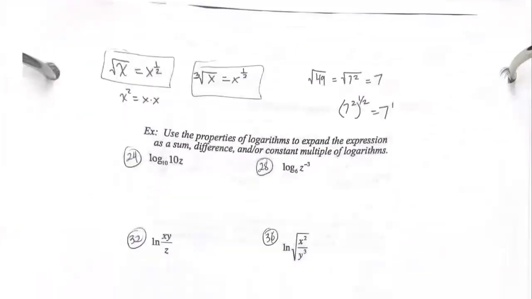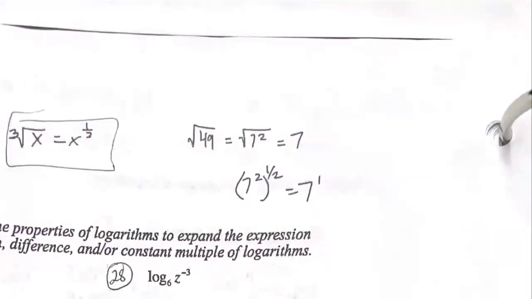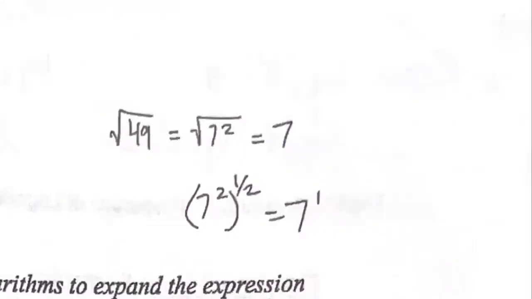All right. The next page. So you guys need to know also how to rewrite radicals. So the square root of x can be written as x to the 1/2. The square root of x squared is x times x. The cube root of x is x to the power of 1/3. 49 can be written as 7 squared. When you take the square root of a square, it's just the base. So in this case, the answer is 7.